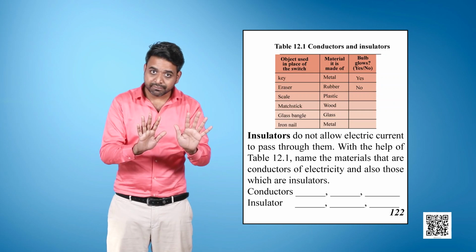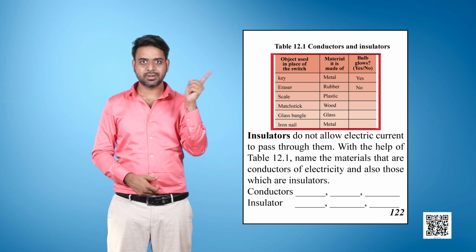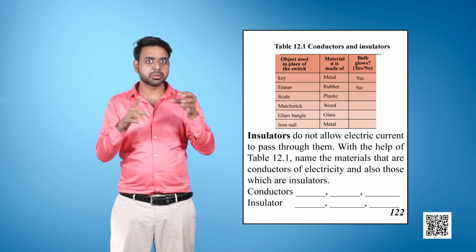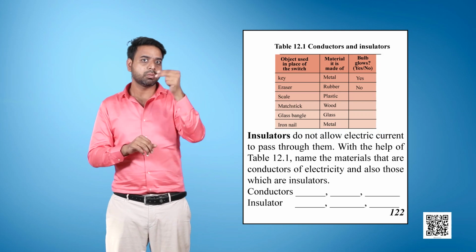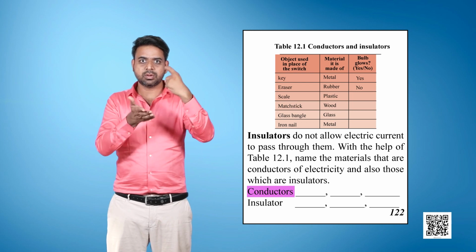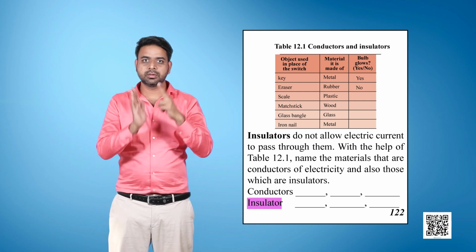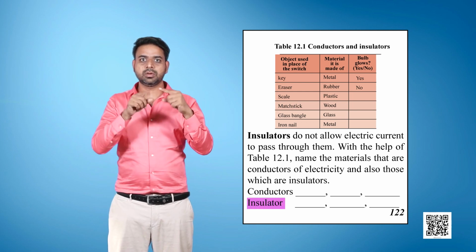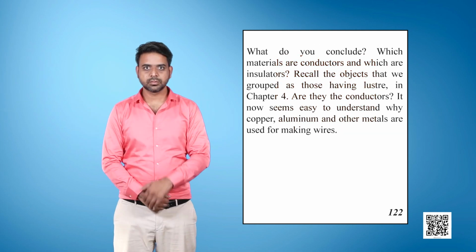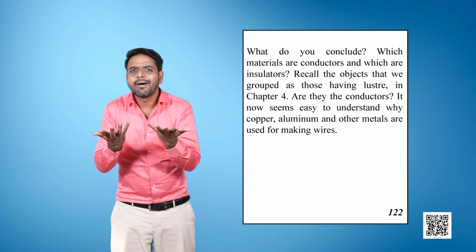Insulators do not allow electric current to pass through them. With the help of Table 12.1, name the materials that are conductors of electricity and also those which are insulators. Conductors: blank 1, blank 2, blank 3. Insulator: blank 1, blank 2, blank 3. What do you conclude? Which materials are conductors and which are insulators?